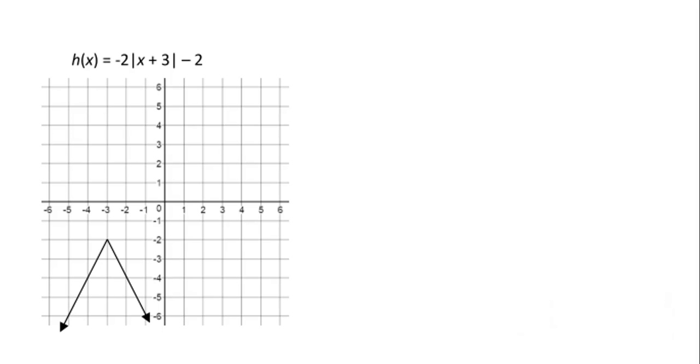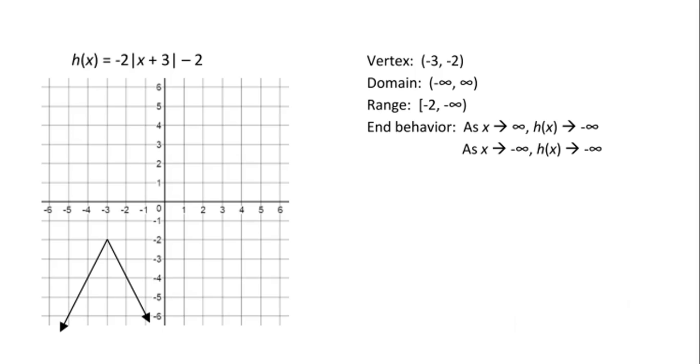So now we have h of x is negative 2 times the absolute value of x plus 3 minus 2. Here's all that information again. So vertex is negative 3, negative 2. We can see that right here. We could generate this table of values and draw this graph.